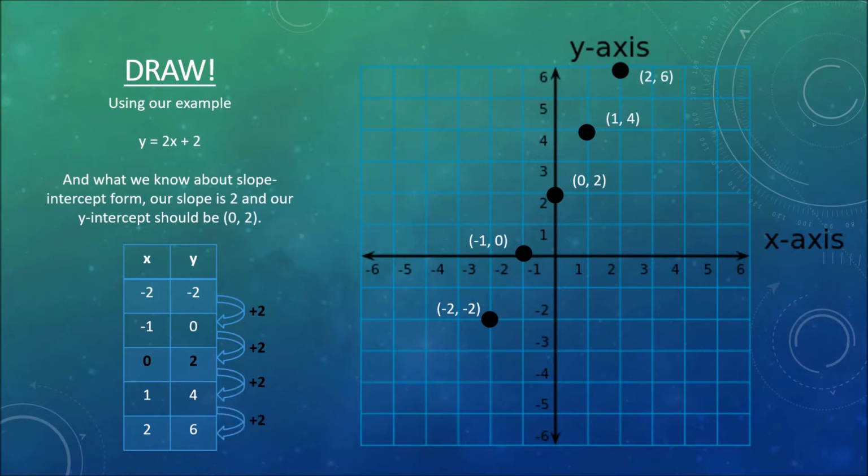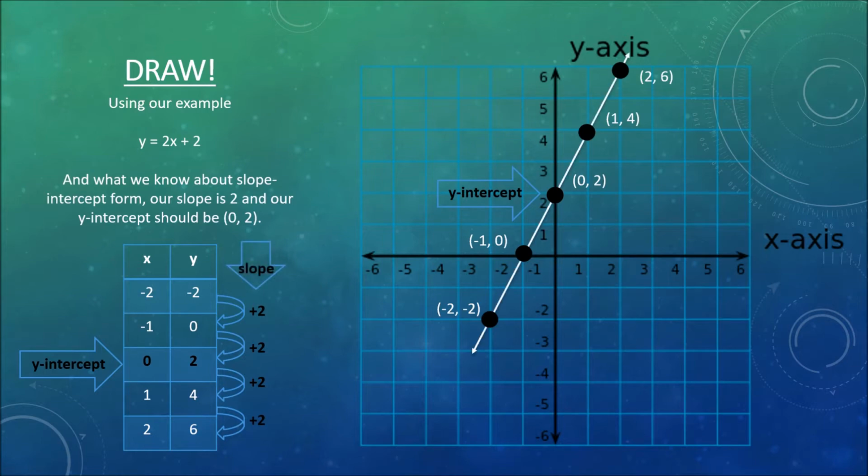Now that I have all of my points plotted, I can draw a line. And again, there's our y-intercept. And there's our slope where we're going up 2 for each point. And there's our line.